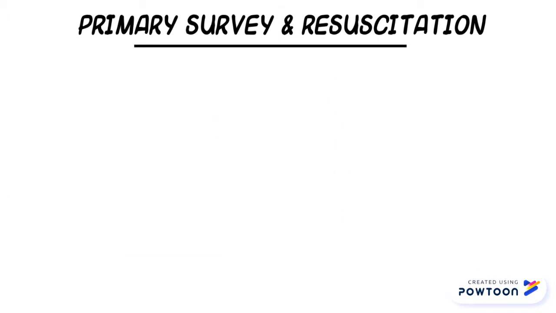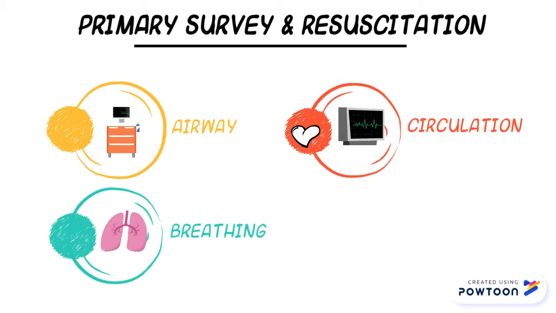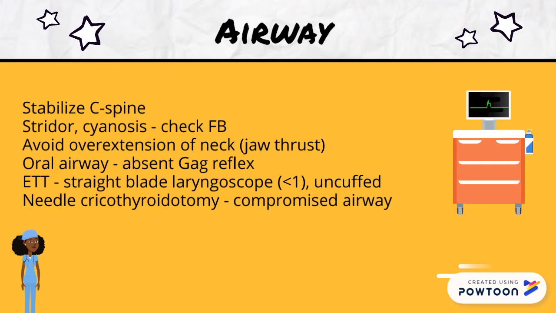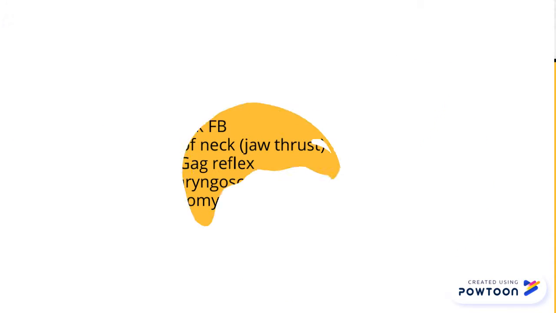In the primary survey, we assess the A, B, C, Ds of the patient. It is important to stabilize the C-spine until injury has been excluded. If an oral airway is necessary, exclude a gag reflex. Endotracheal tubes are inserted using a straight blade laryngoscope under the age of 1, and a needle cricothyroidotomy can be used in a compromised airway.